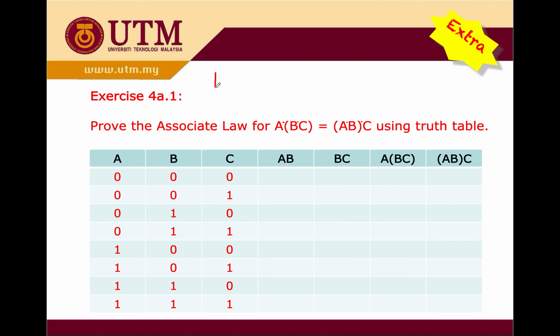Let's say I draw it for you. I have A. This one is A, and another input is B dot C. From here I know it will be an AND gate. It will be like this. So this is the circuit for this Boolean expression.